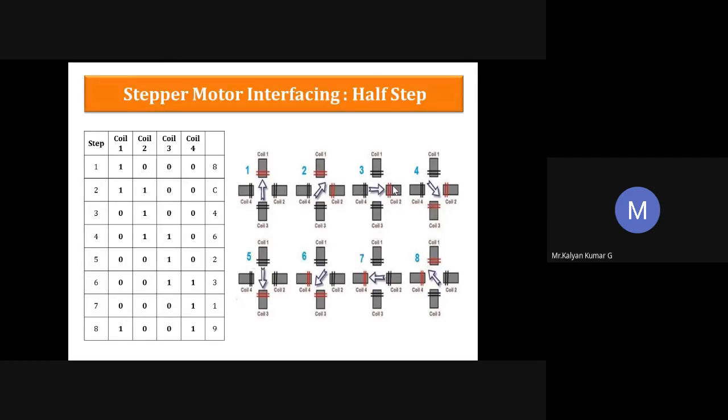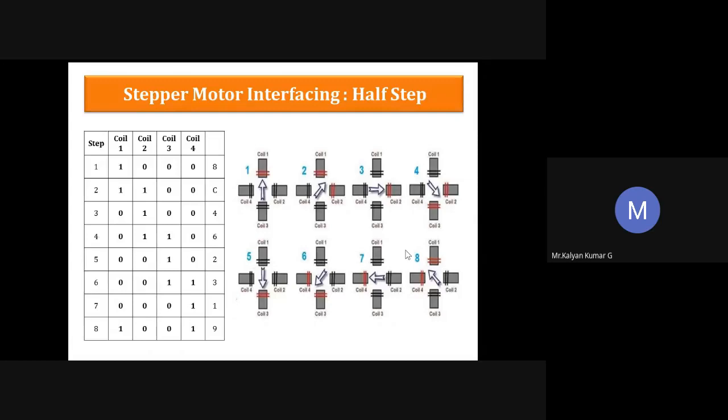Okay, this is step 3. Coil 2 alone will be energized. From step 3, if I want to move to step 4, coil 2 and 3 both will be energized, and after that coil 3 alone will be energized. So correspondingly, we have to put 1 in the corresponding coils. The same thing will repeat until all the coils are energized.